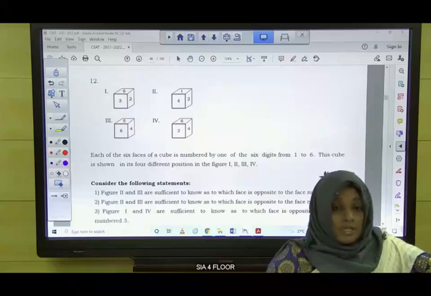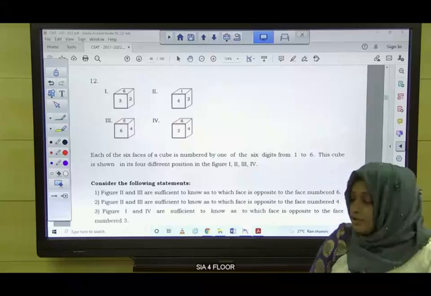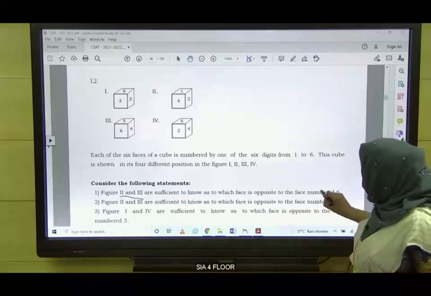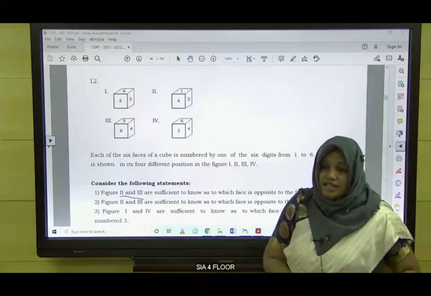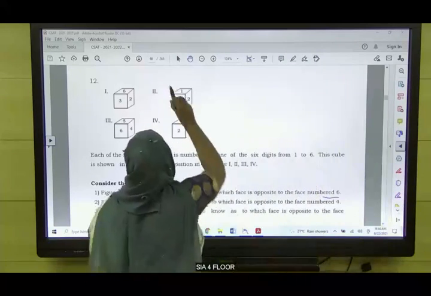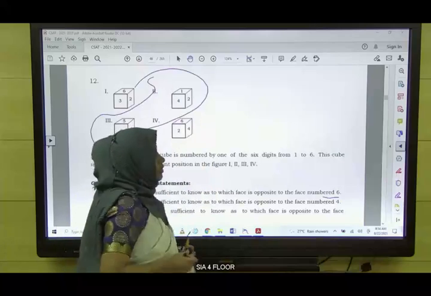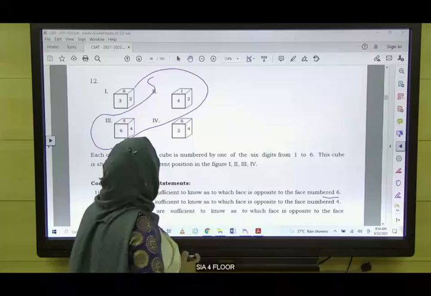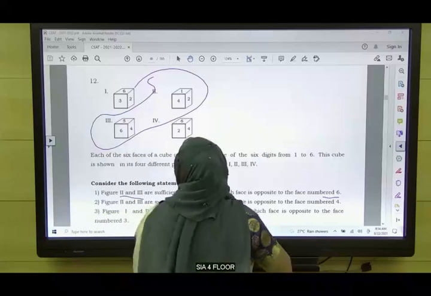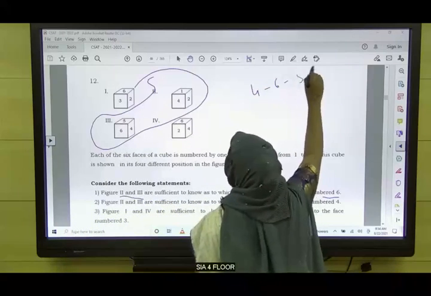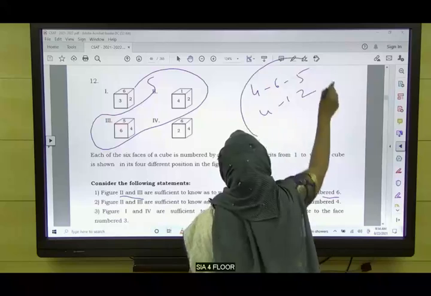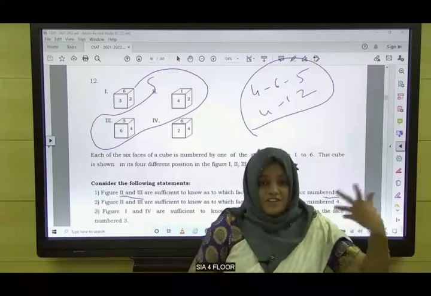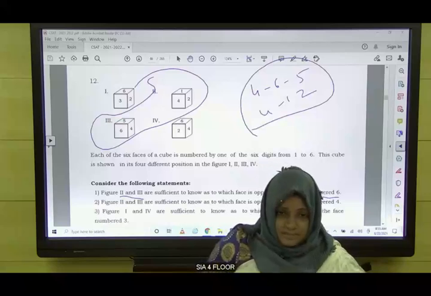So what does the first statement say? Figure 2 and figure 3 are sufficient to know what is opposite to number 6. They are saying that figure 2 and 3 are enough to find out what is opposite to number 6. So is it true or not? When I pick up these two, what happens? 4, 6, 5, then 4, 1, 2. So you can find out the answer for almost everything. You can find out the opposite side of everything when you compare 2 and 3.